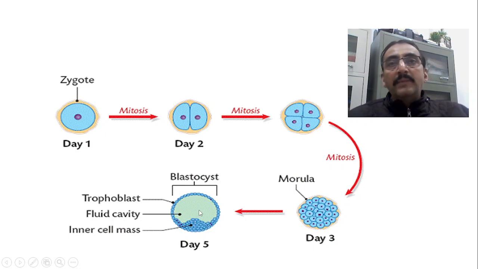So this is what actually happens at day 5. And this blastocyst will now come into the uterus, and it is ready for implantation.